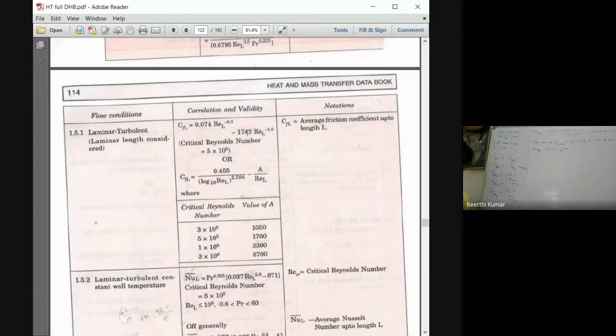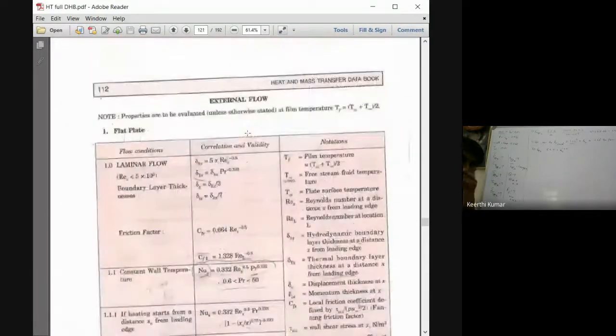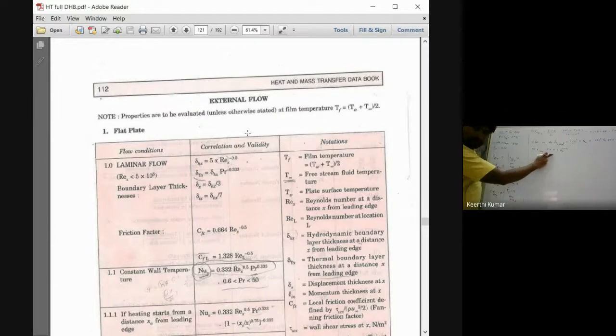And for this, we have delta X. Instead of delta X, he himself has given delta H at X. We'll take delta H at X. What is the value of delta H at X? 5 into X into Re to the power of minus 0.5, critical Re. So find out delta H at X. How much is it? 5 into X is 0.3 into Re is 47462.68 to the power of minus 0.5.